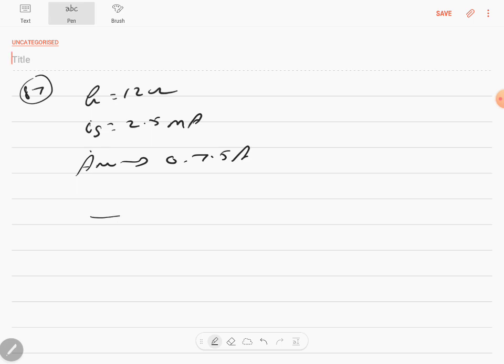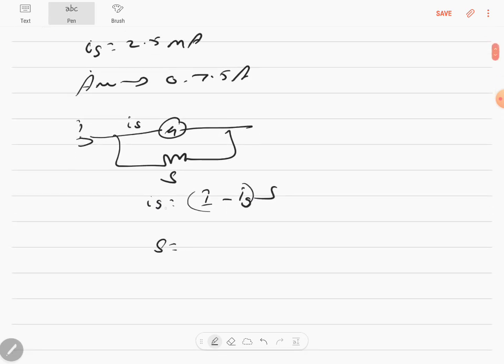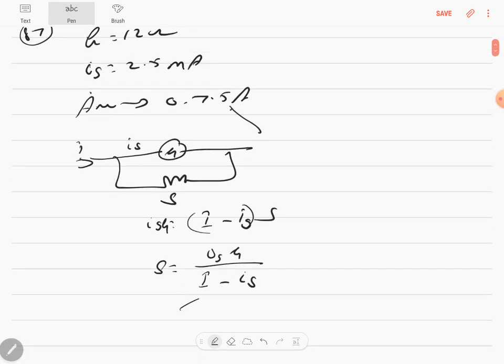And what was the formula? Galvanometer into a shunt resistance in parallel. This is Ig into G is equal to I minus Ig into S, correct? So S itself is Ig into G by I minus Ig. So you have I here which has been given, this is the capital I, and Ig is 2.5, capital G is 12. So with that you can find the resistance that you have to connect.